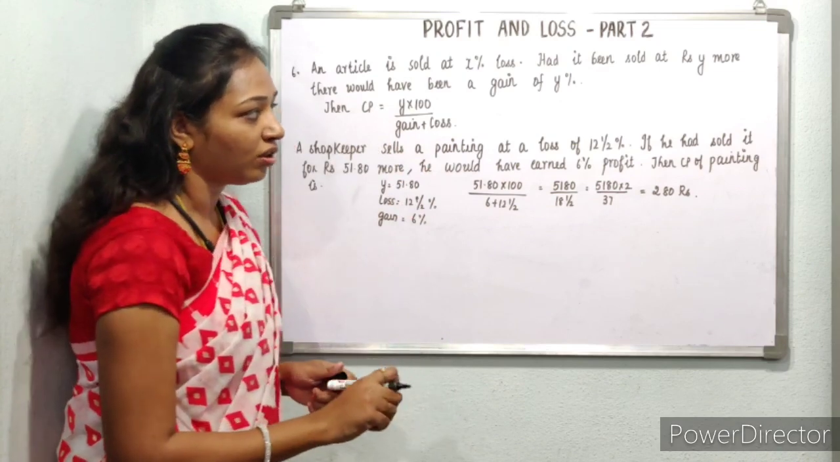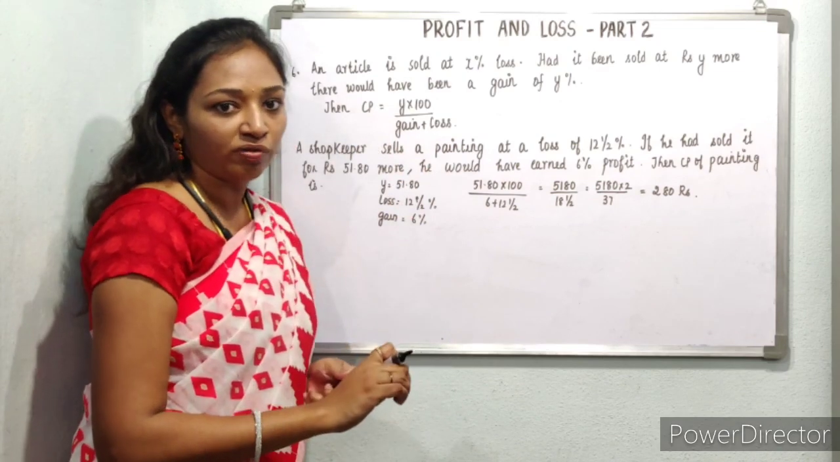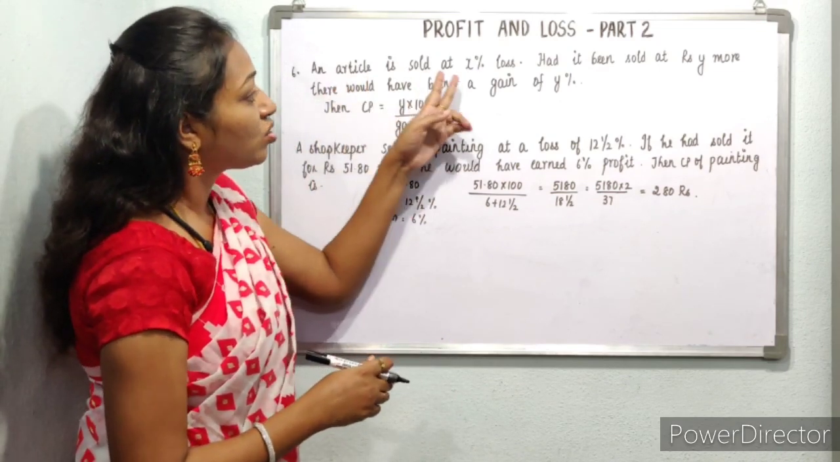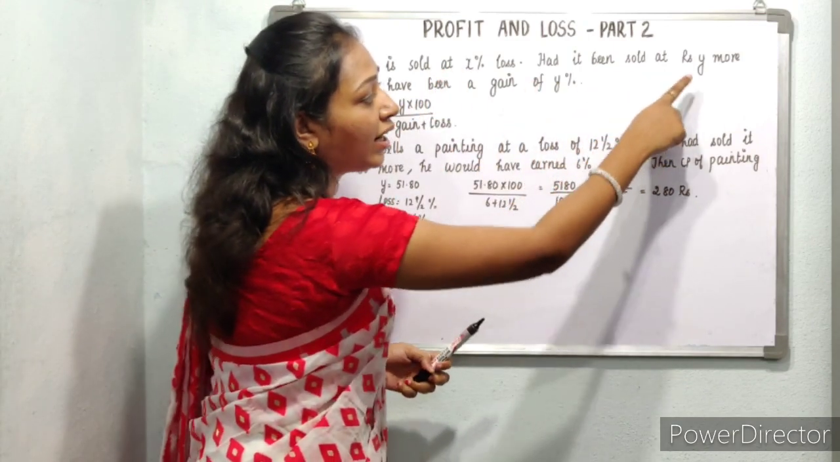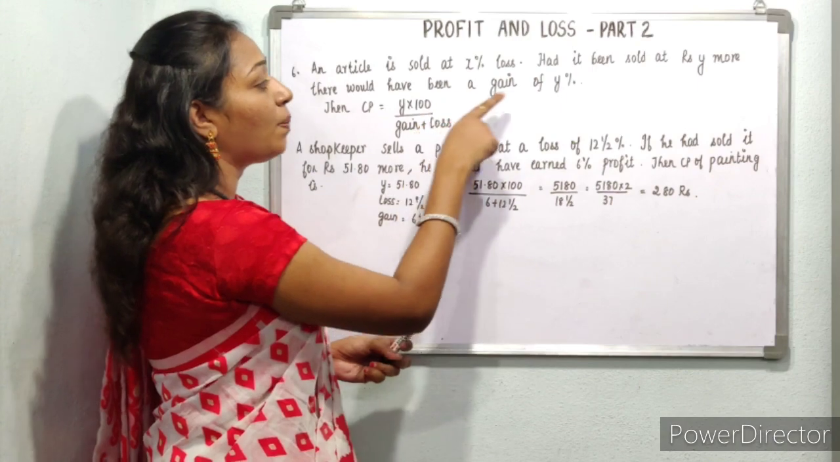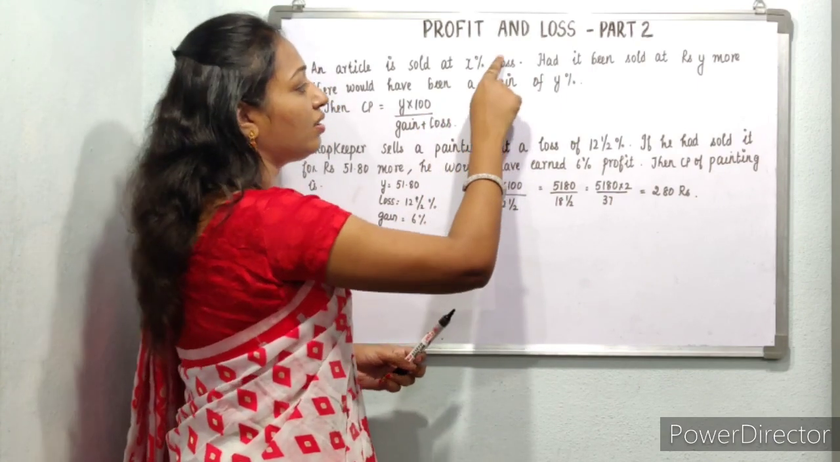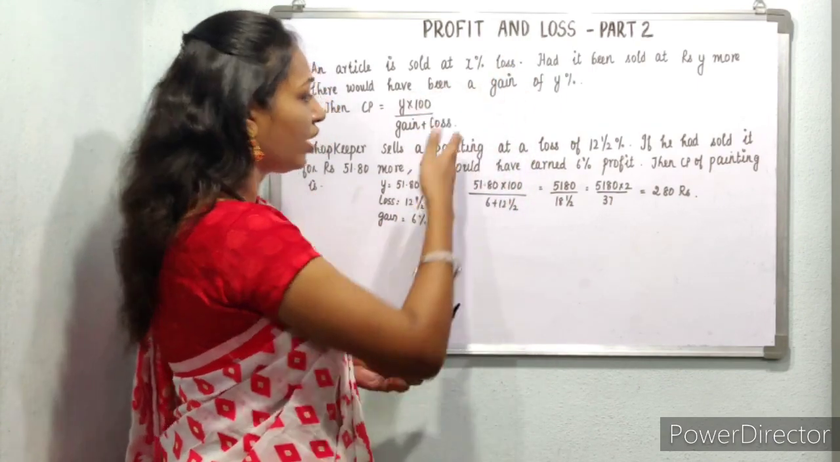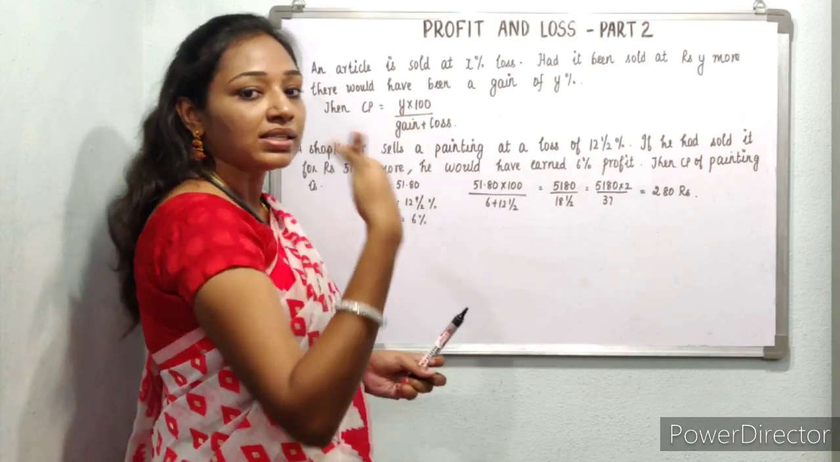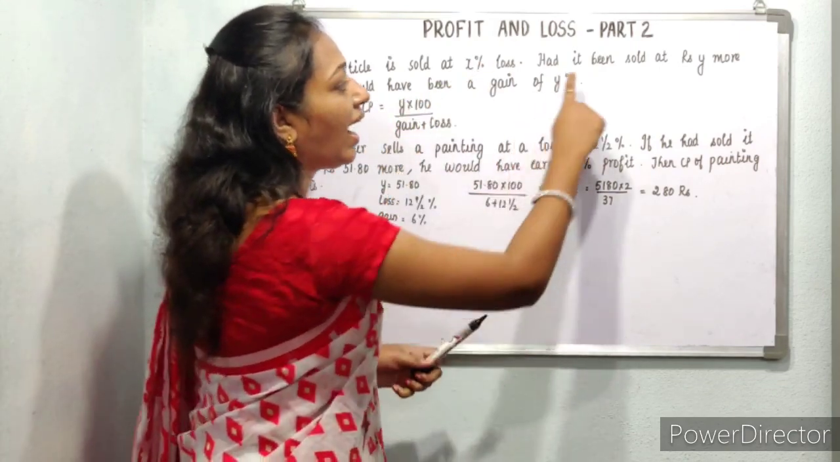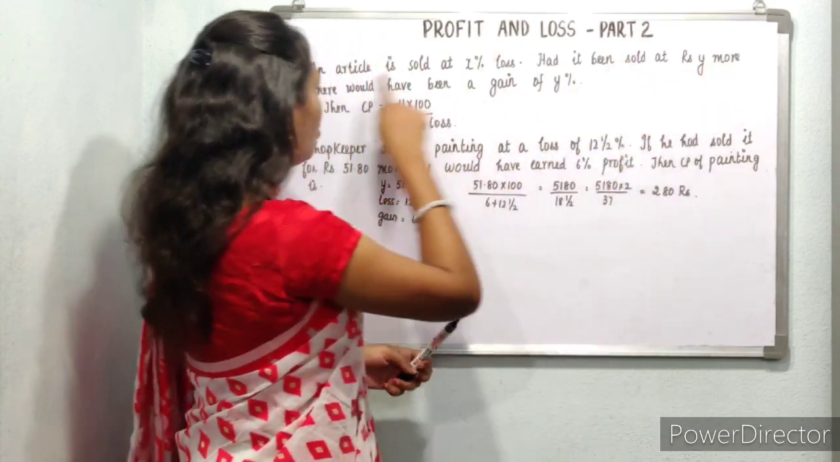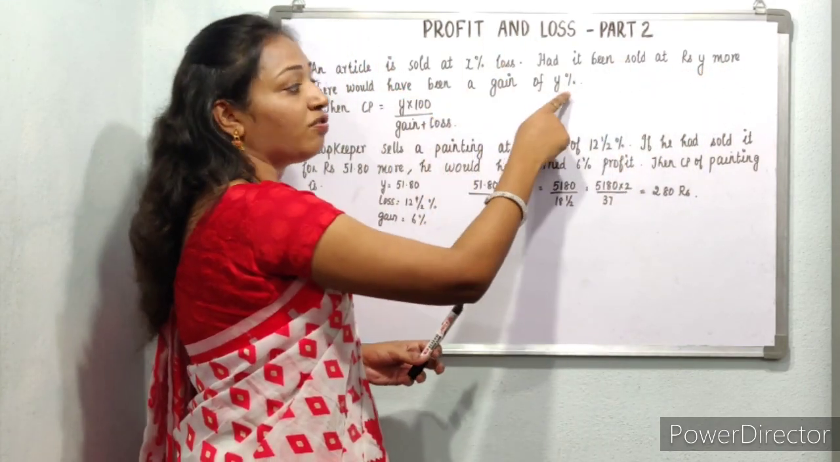Now one more thing you have to remember here. In certain situations we would say an article is sold at X percentage gain. Okay, if it had been sold at rupees Y more, there would have been a loss. So here the loss and gain, if it changes, okay, you can apply the same formula. Sometimes we say an article is sold at a percentage loss. Had it been sold at rupees Y more, there would have been a loss of Y percentage.